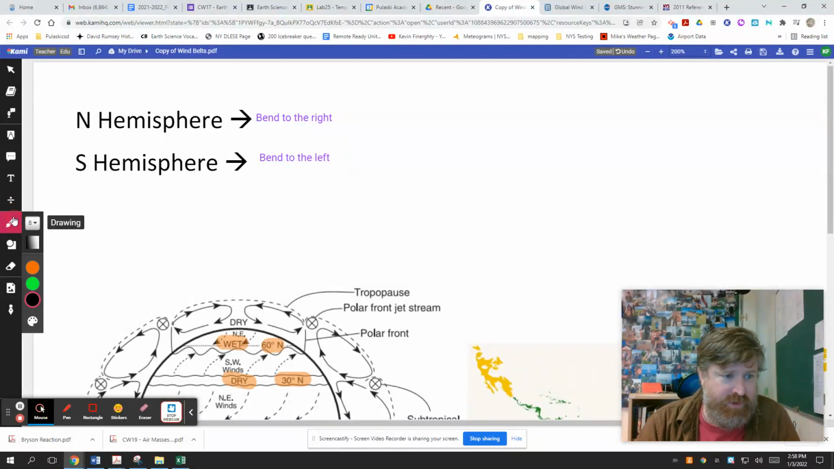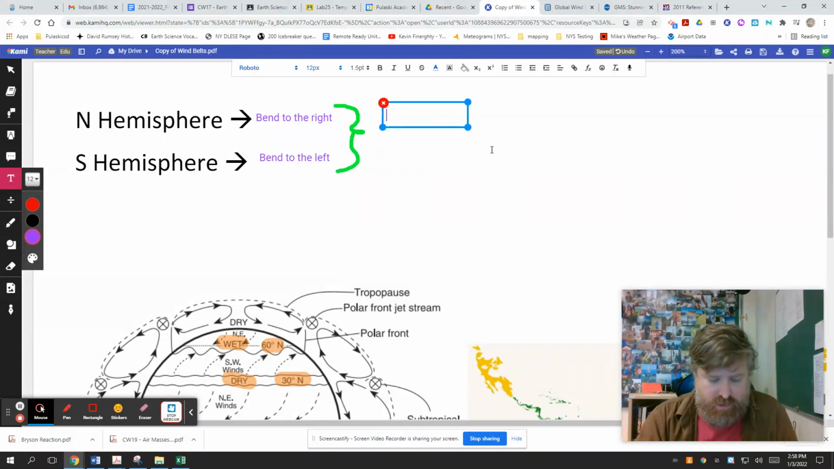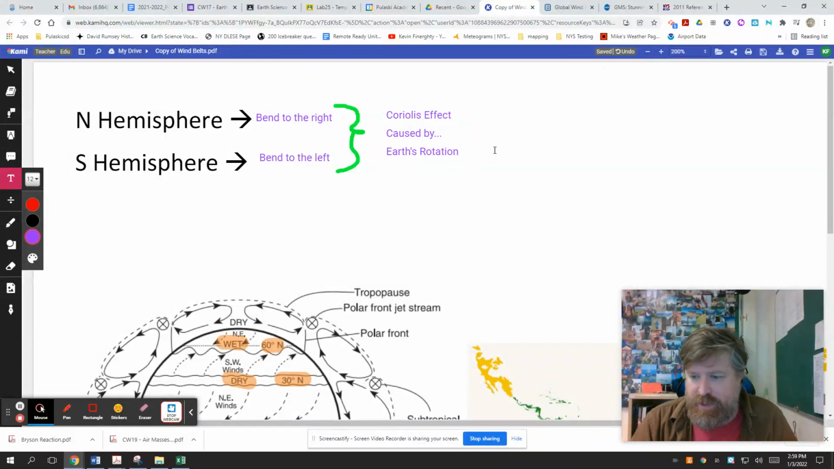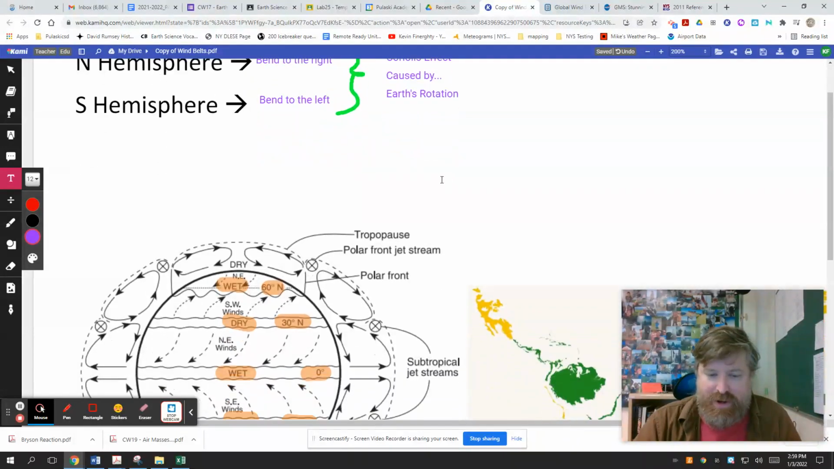And the reason for both of those, which is definitely a thing we're going to want to know, put my pen back to normal here. The reason for both of those things that bend is the Coriolis force. I'm actually going to go Coriolis effect caused by Earth's rotation. Since the Earth is spinning, these winds that are traveling in these straight lines bend. There's always going to be more to unpack with that. We're not done with Coriolis effect, but we're just starting to nip around the edges of it.